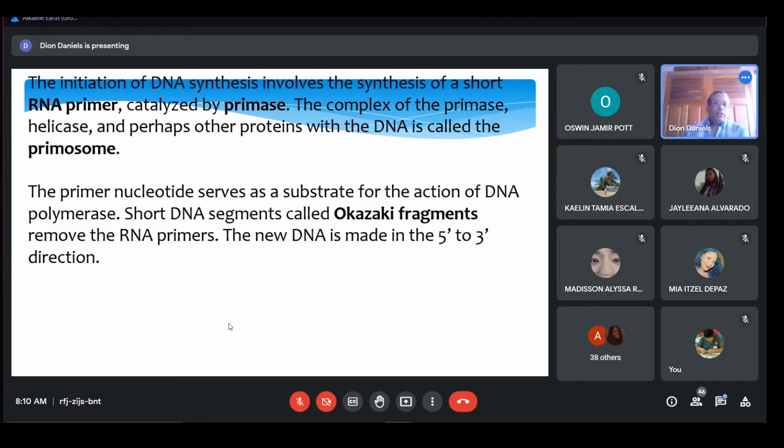So short DNA fragments called Okazaki fragments remove the RNA primers thereafter. The new DNA is made in the 5' to 3' direction. Take note of that and always remember that. So that new DNA molecule, all right, that complementary strand is built in the 5' to 3' direction.